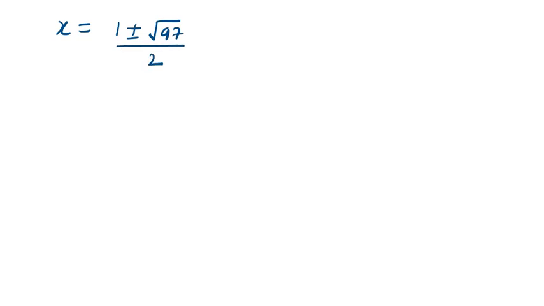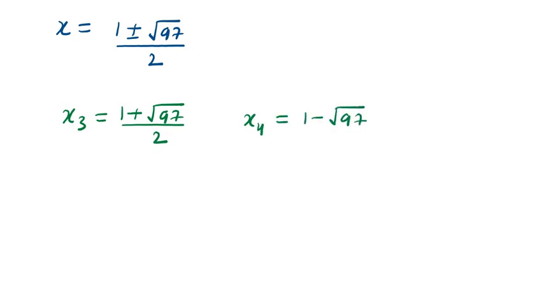So our third value of x, which is x3, is equal to 1 plus square root of 97 over 2. And for solution x4, this is equal to 1 minus square root of 97 over 2. In this question we have 4 solutions. This is our final answer.